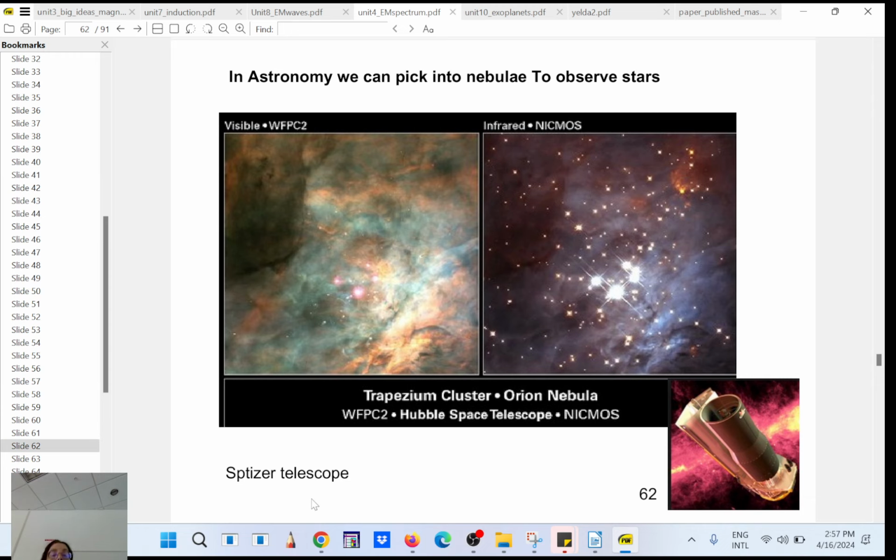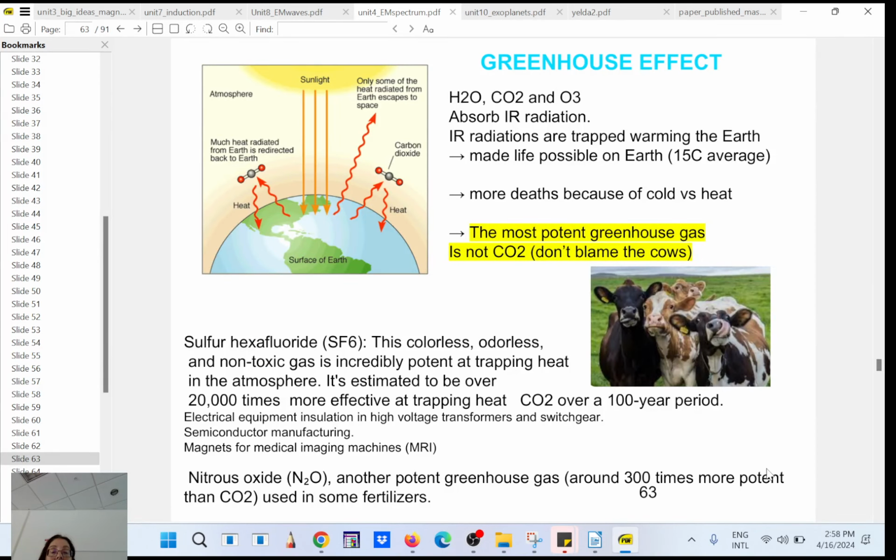It's retired because if you have an infrared sensor, you need to cool it down. Otherwise, you're going to pick up anything around, all the pollution. And the coolant leaked out. I think that's what happened.